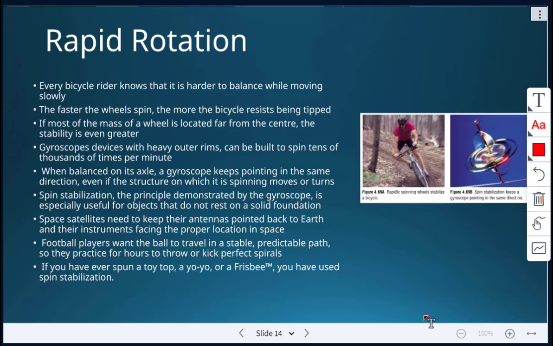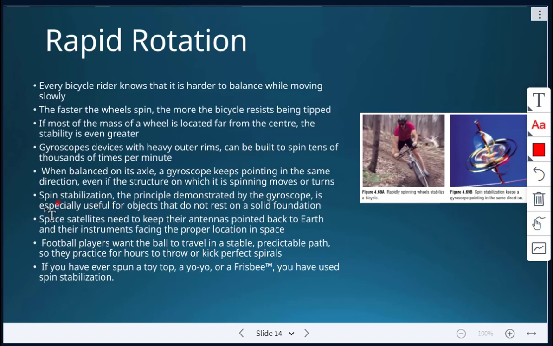Gyroscopes are devices with heavy outer rims. They can be built to spin tens of thousands of times per minute, and when balanced on its axle, it'll keep pointing in the same direction, even if the structure on which it is spinning moves or turns. So that's called spin stabilization. It's the principle shown by a gyroscope. It's useful for objects that aren't resting on a solid foundation.